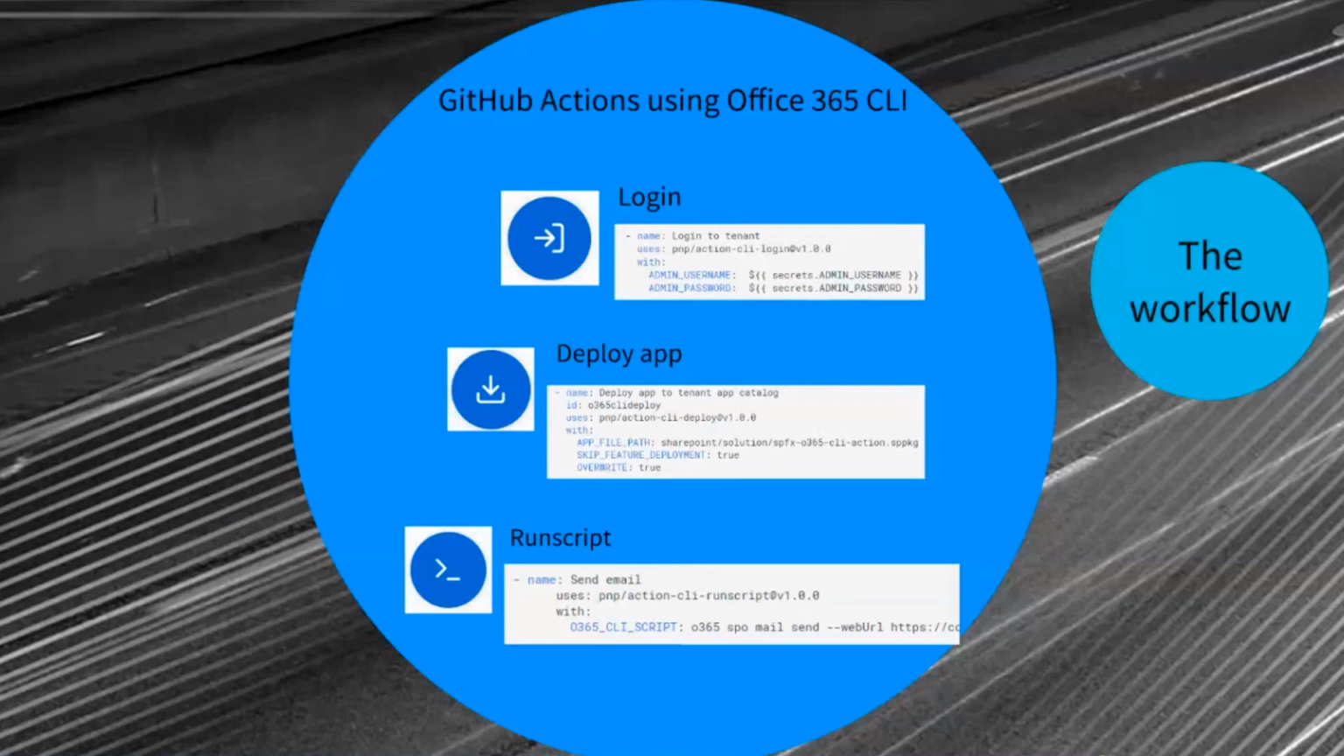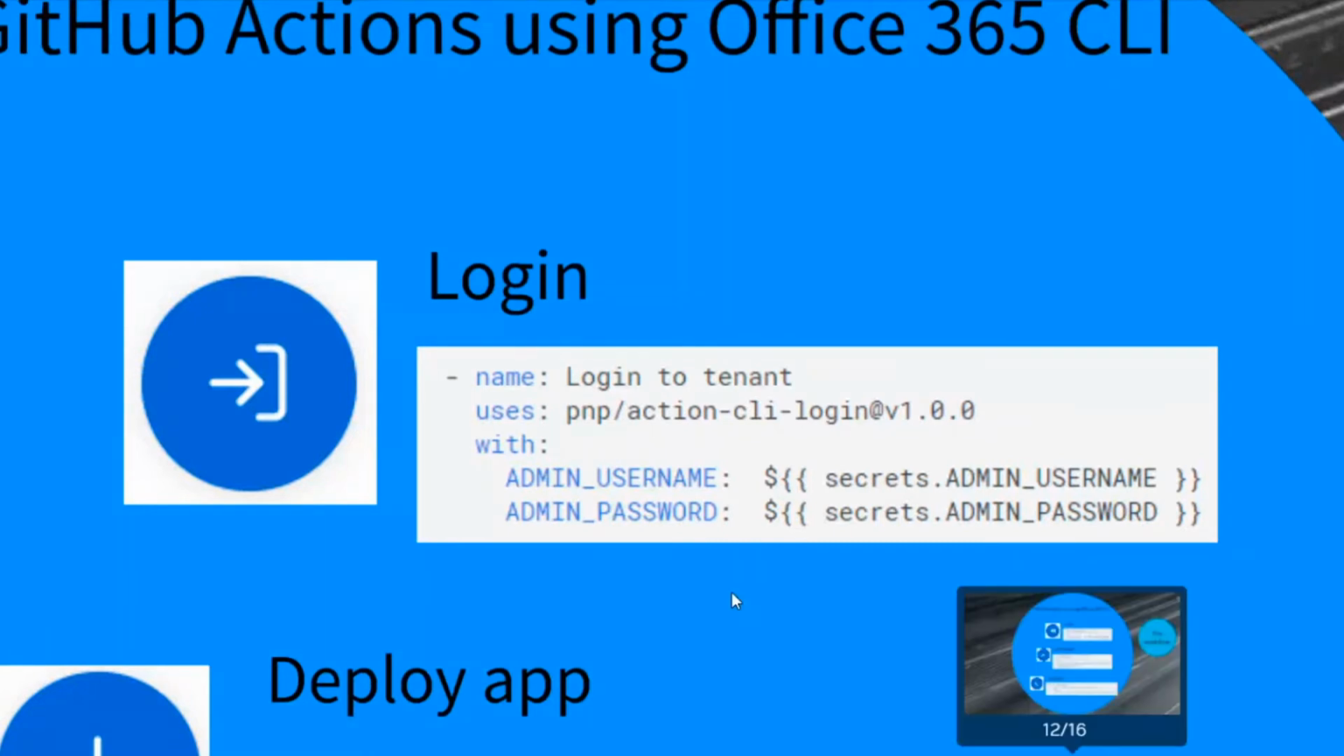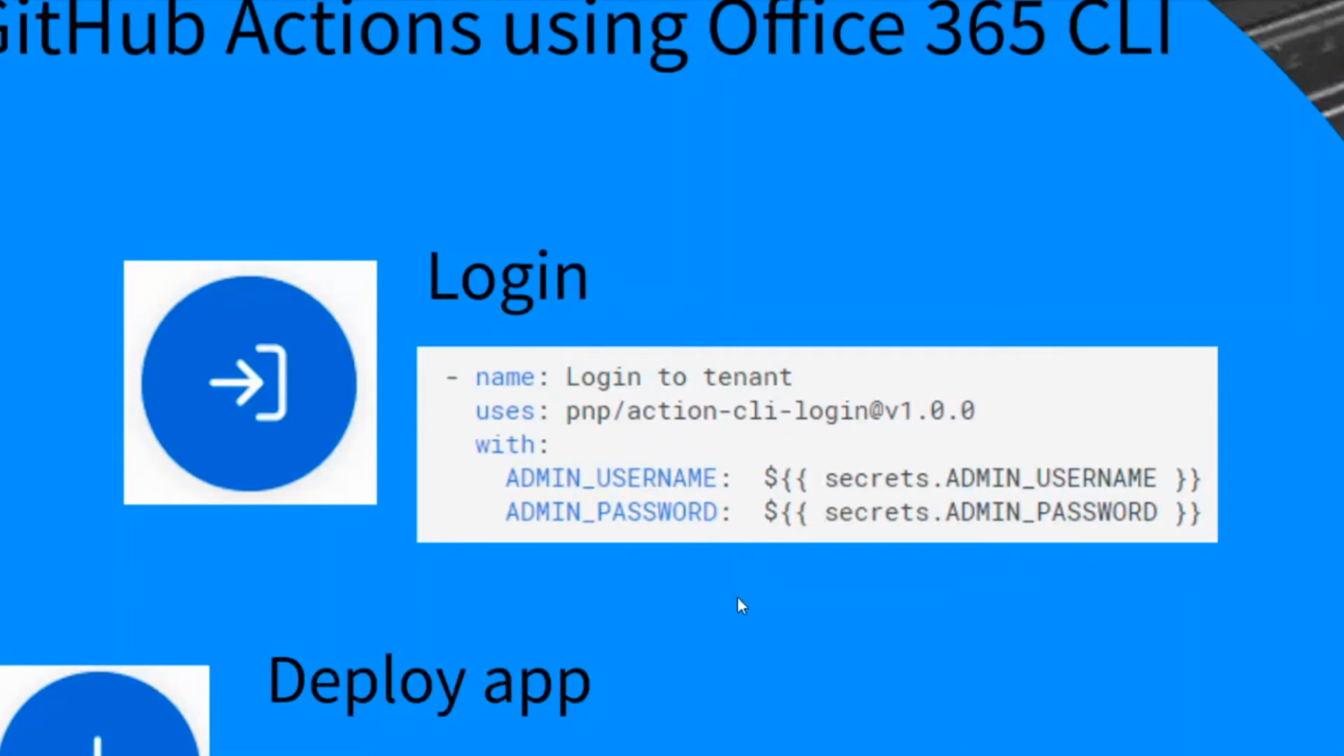As Welin explained, we have created some GitHub actions using Office 365 CLI that we can consume in our GitHub workflows for SharePoint Framework projects. The first action is a login action. It logs you into your tenant using CLI. We have to pass in the admin username and password.